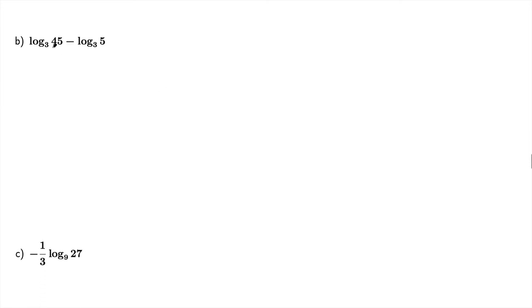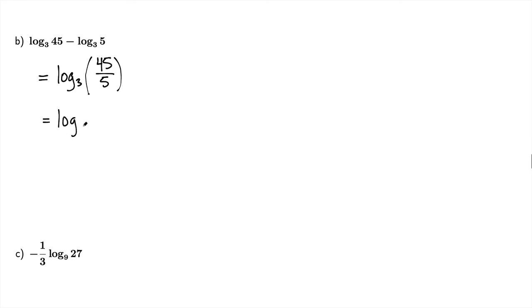This next one actually is not something we would be able to do individually. Log base 3 of 45, there's no way to just know what exponent we'd put on 3 to get 45. Same thing for getting 5. However, we are subtracting two logarithms with the same base. And so we have a logarithm law that says we can combine those by dividing those inputs. So 45 divided by 5.